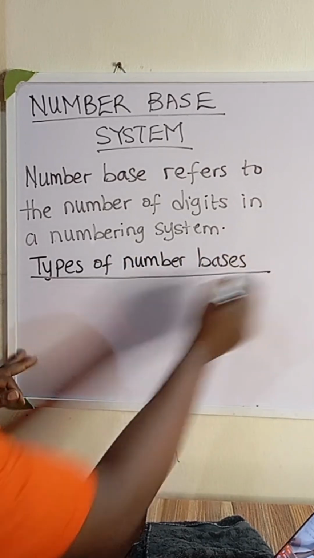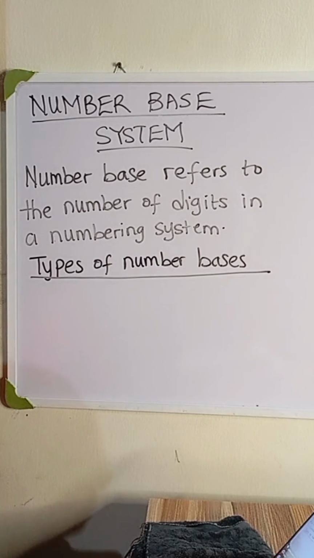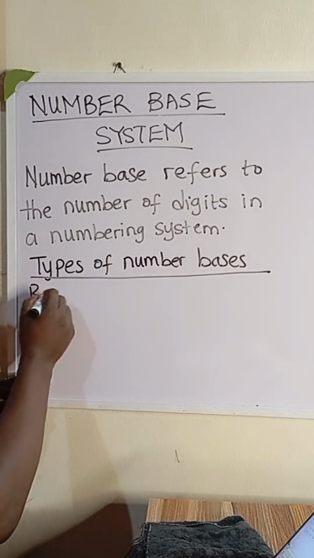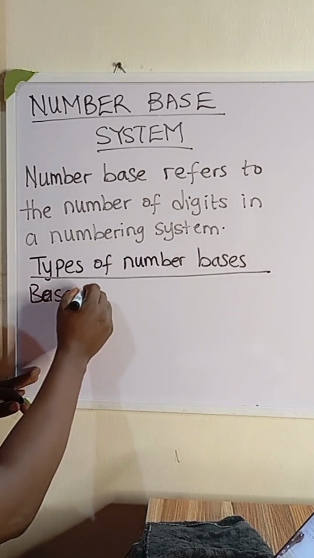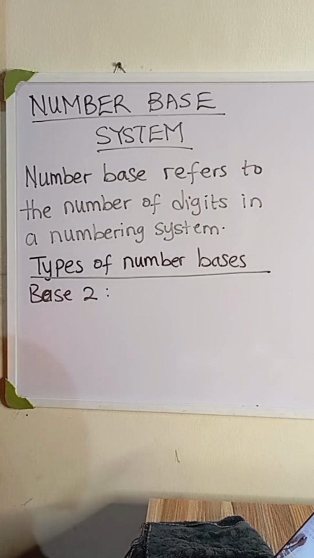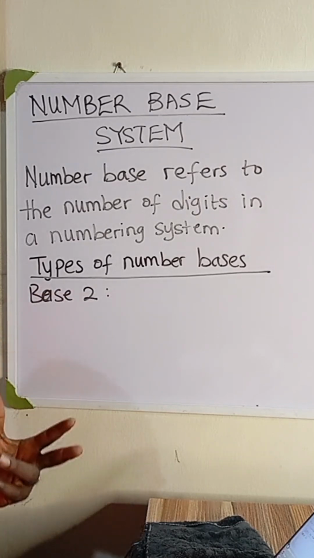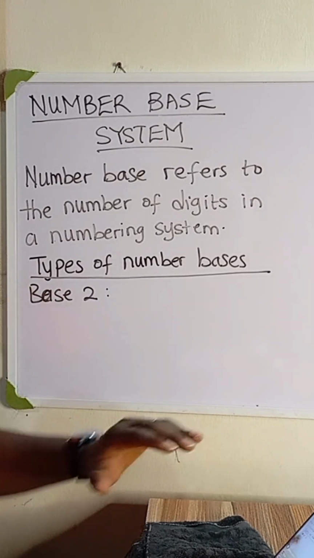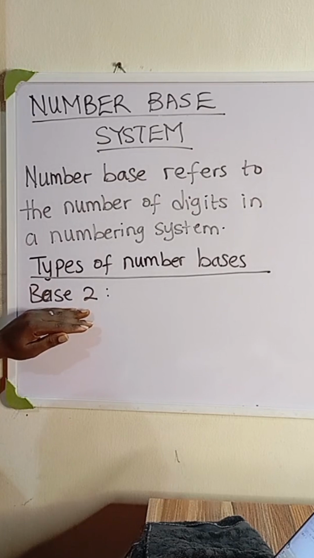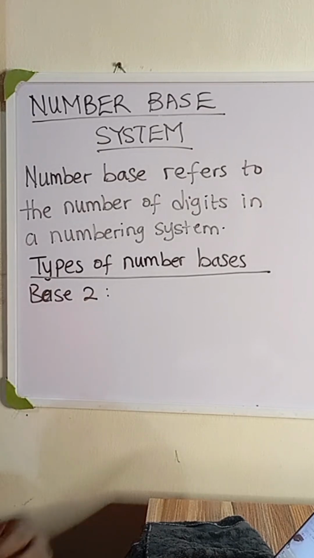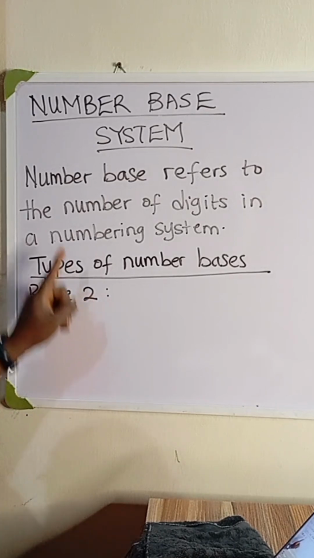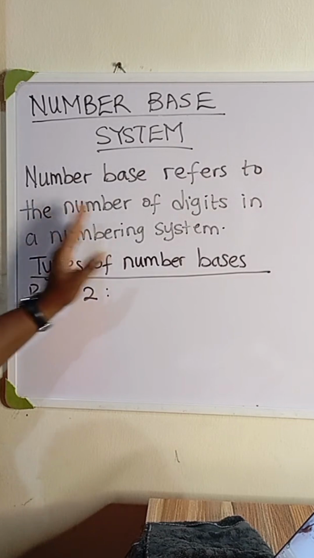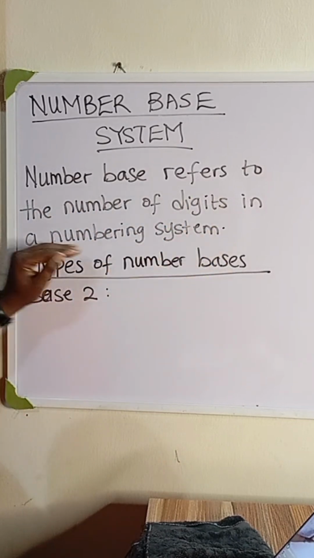Okay, so we'll look at the different number bases, starting from base 2. Base 2 is also called binary. Bi means 2, just as we have bicycle. So base 2 is also called binary number. Binary numbers or base 2 numbers consist of 2 numbers. Remember, number base system refers to the number of digits in a numbering system.